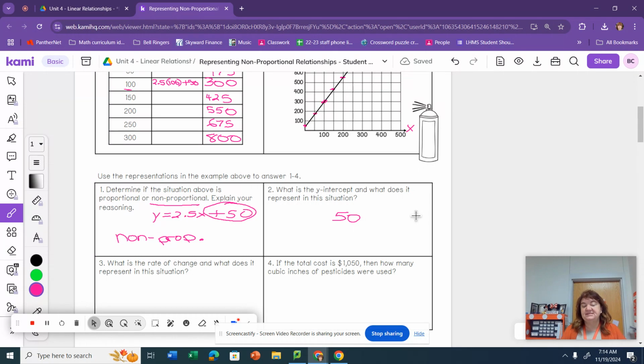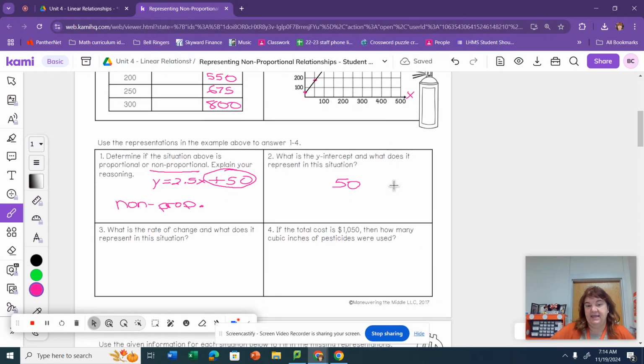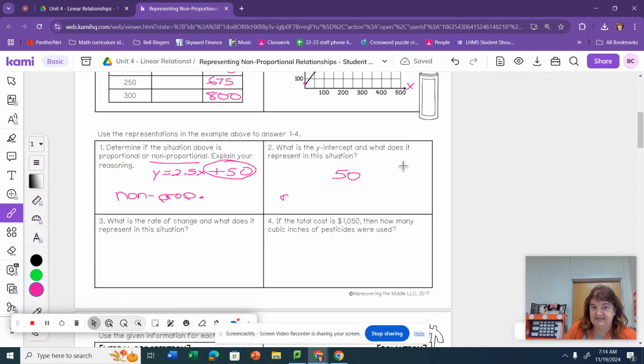Okay, but what does it represent in this situation? In this situation, it represents the service fee, and we learned that from the verbal. See, this service fee. So the y-intercept represents the service fee.